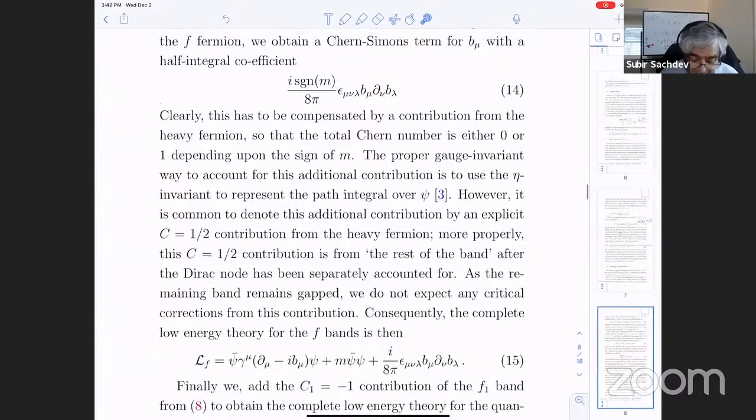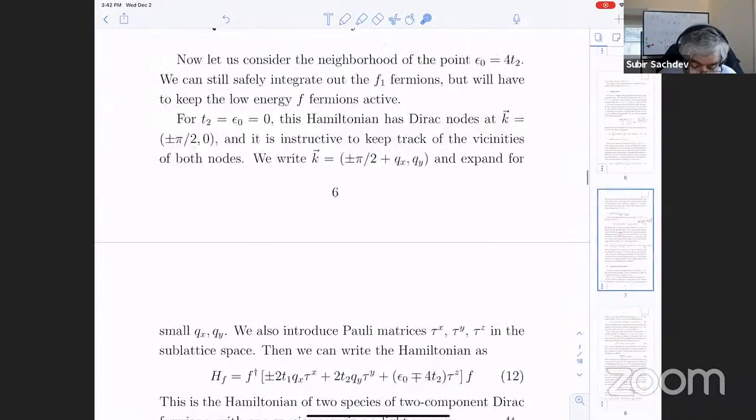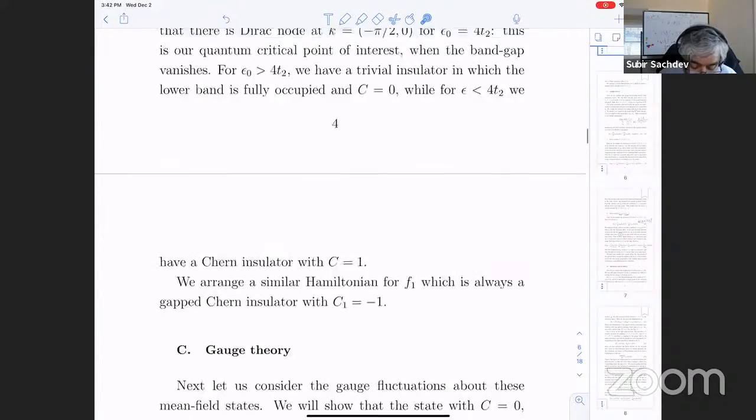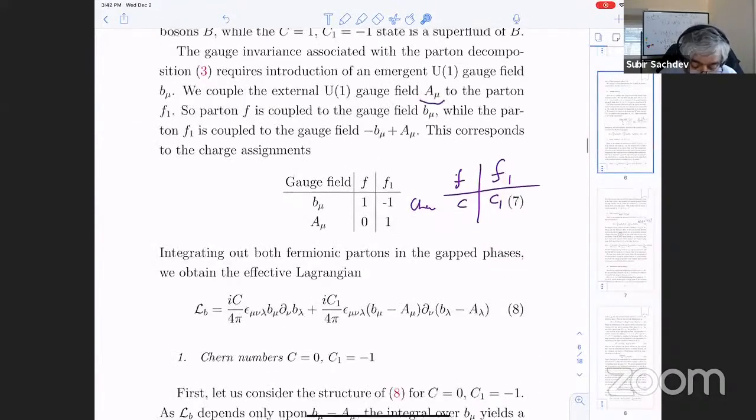Sorry, I haven't made any approximation. I'm still keeping the A mu gauge field alive. So I'm looking only at the F fermion, and the F fermion doesn't even couple to A mu. I think that's why I chose to couple A mu to the F1, just to make my life simple as far as the Dirac fermion is concerned. The Dirac fermion only couples to B mu.